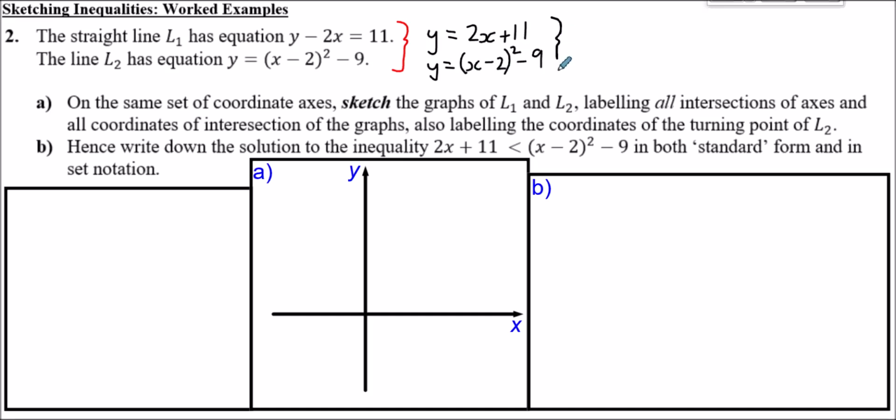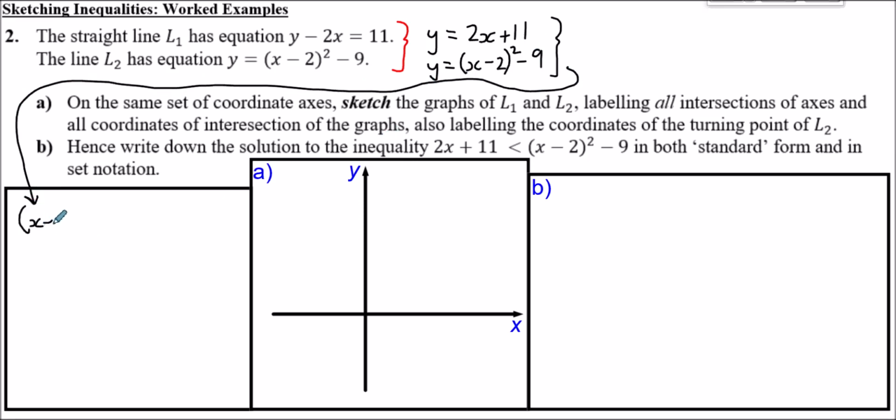Okay, so now we can set them equal to each other and rearrange. To save a bit more space, I'm going to use this on the left to solve this. So we set (x − 2)² − 9 equal to 2x + 11. Expand, simplify, rearrange, solve to find the coordinates of intersection. If we expand this out, we get x² − 4x + 4 − 9 equals 2x + 11.